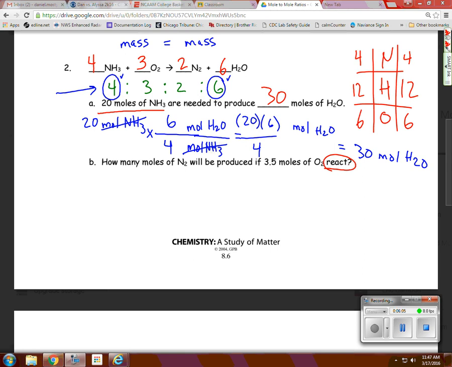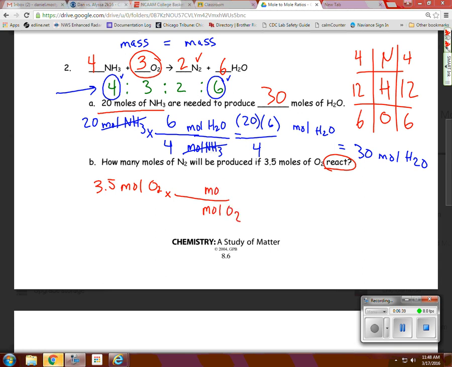So if you use up all of the wheels or all of the frames, it's kind of like in a chemical reaction, the chemicals being used up or made. So we're going to say that 3.5 moles of oxygen have been used up. We want to find out how many moles of N2. So we've used 3.5 moles of O2. We want to find out how much N2 we can produce.